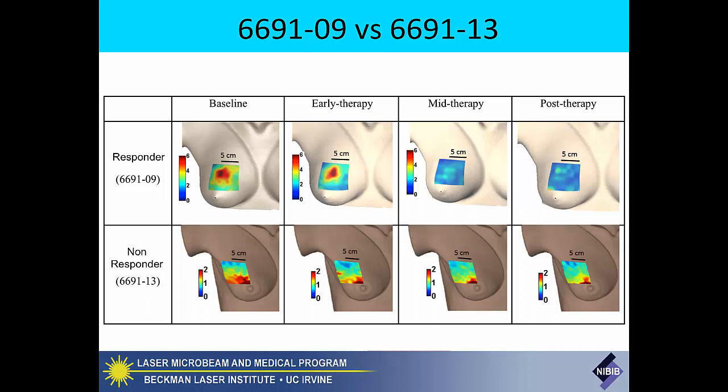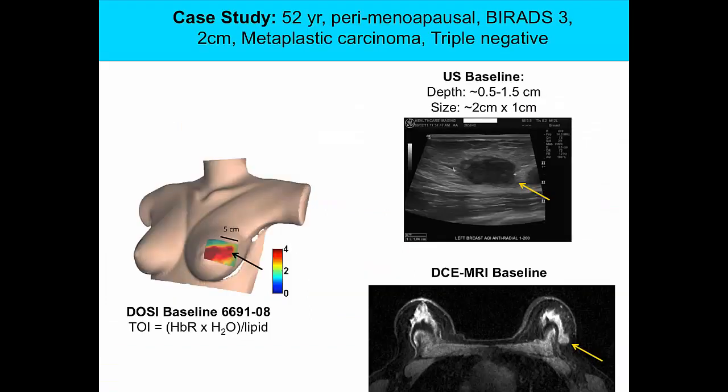That can potentially improve outcomes if you can get a complete response. So here's a baseline for a patient. Here is early therapy, about 1 week, mid-therapy and post-therapy. This is a non-responder, and you see the tumor effectively, although actually it is changing, it's not changing as much. And if we take this case study of this 52-year-old, a perimenopausal patient with a 2-centimeter tumor, triple negative is the molecular subtype. Here's the map. You actually do see areolar metabolism combined with the tumor metabolism.